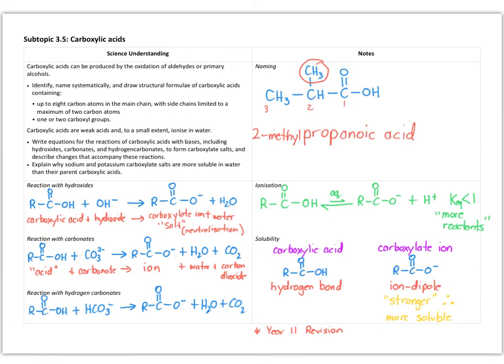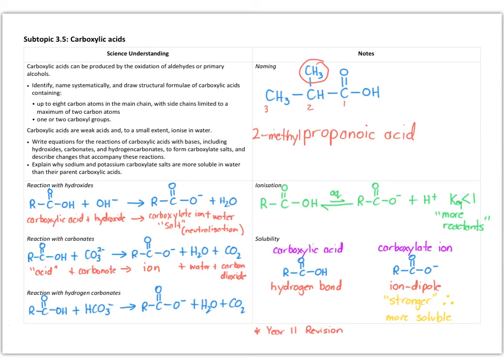We can also get our acid plus carbonate reaction, which gives us again this carboxylate ion plus water plus carbon dioxide. And finally, hydrogen carbonates. Well, hydrogen carbonates are carbonates. They just have one hydrogen attached. They react in the same way as a carbonate. So we get the formation of a carboxylate ion again, plus water, plus carbon dioxide.